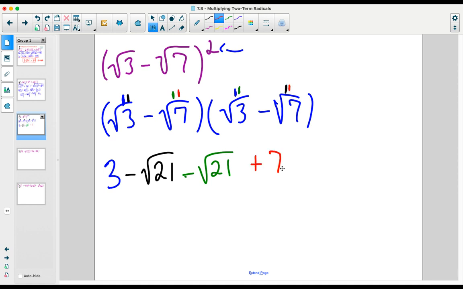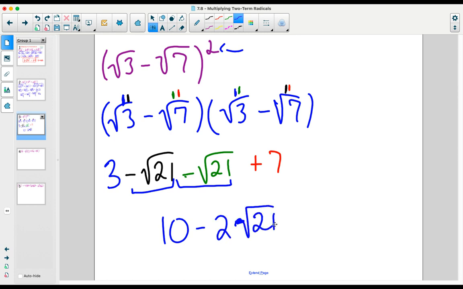Combining what we are able to combine for this particular expression, the 3 and the 7 will make a 10, and we have 2 of these minus root 21s that we are taking away, so we finish with minus 2 root 21.